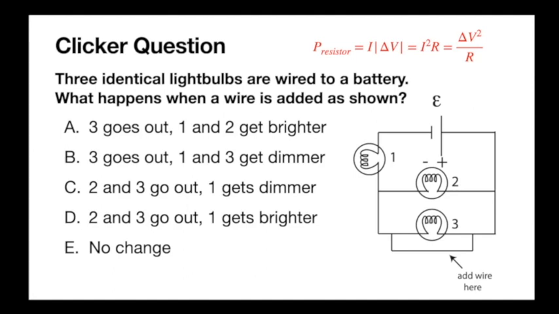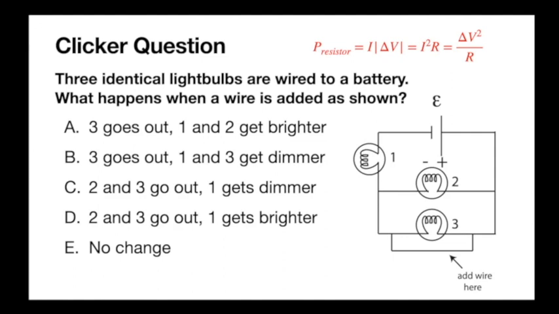We add this wire here, which, like we discovered on the last slide, is going to short out light bulb 3, but also short out light bulb 2. Because if I go through the circuit, I can pick a loop that avoids both light bulbs by going through this resistorless wire. And so this circuit will behave just like it was the battery and light bulb 1.